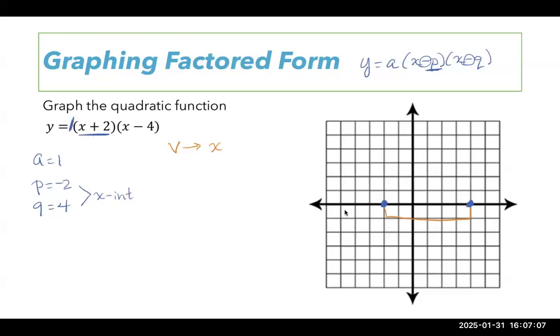So the easiest way to do this is to take P plus Q and basically find the average of them, divided by 2 to find the halfway point. So that means our x is going to be a -2 plus 4 divided by 2. -2 plus 4 is 2 divided by 2, so that's going to be at 1. So our axis of symmetry will be at x equals 1.